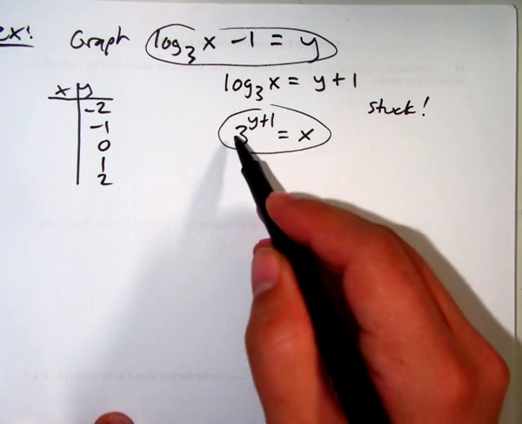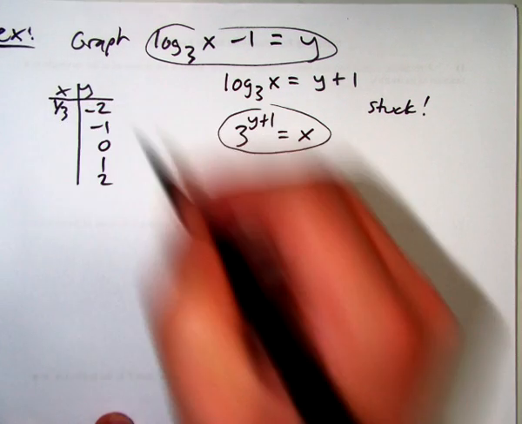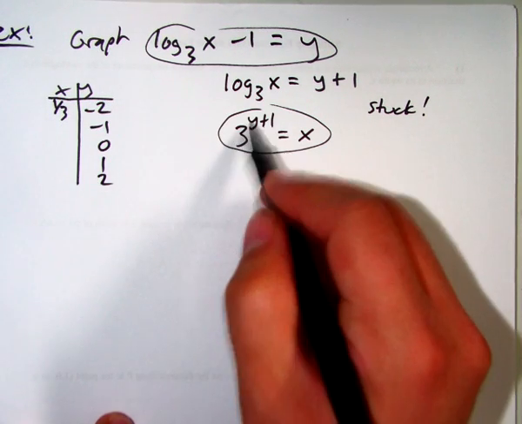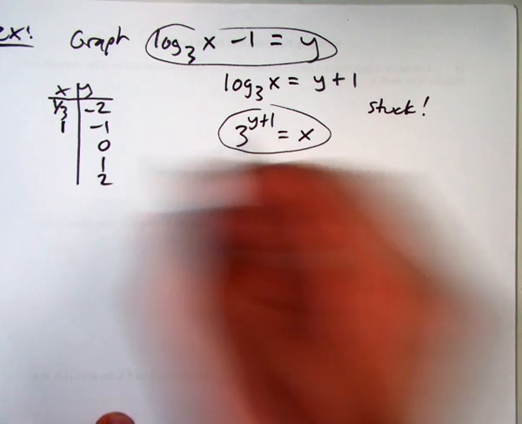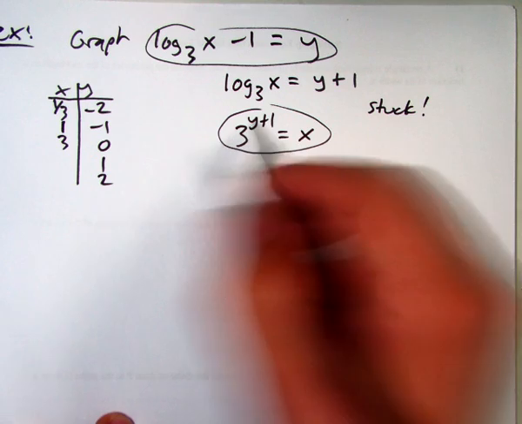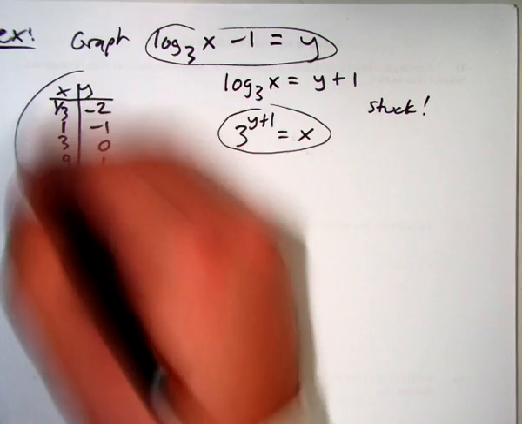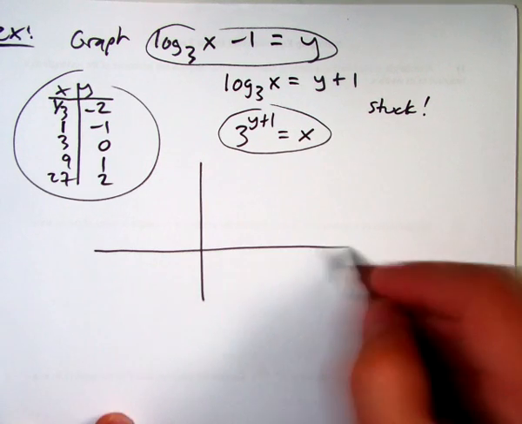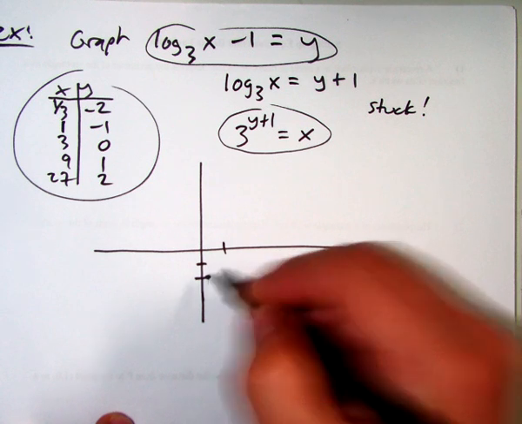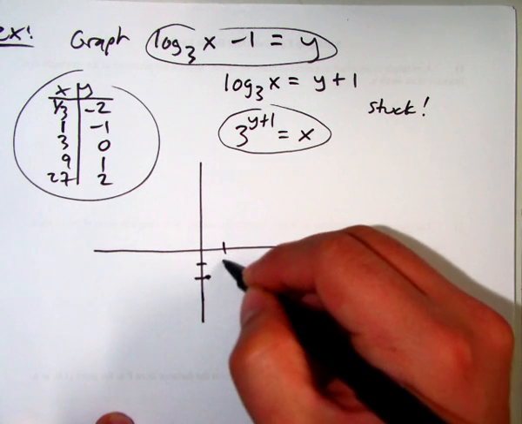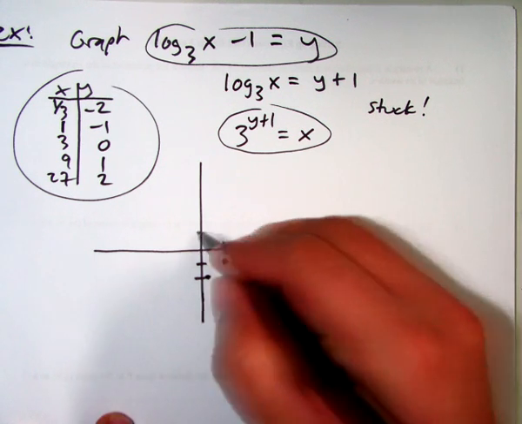When you plug in these values, 3 to the minus 2 plus 1 is going to be 1/3. If you do 3 to the negative 1 plus 1, that's 3 to the 0, which is 1. 3 to the 0 plus 1 is 3. 3 to the 1 plus 1 is going to be 9. And 3 to the 2 plus 1 is going to be 27. So there's your table, and now you got your graph. At 1/3, we're at negative 2. At 1, we're at negative 1. At 3, we're at 0. All the way at 9, we're at 1.